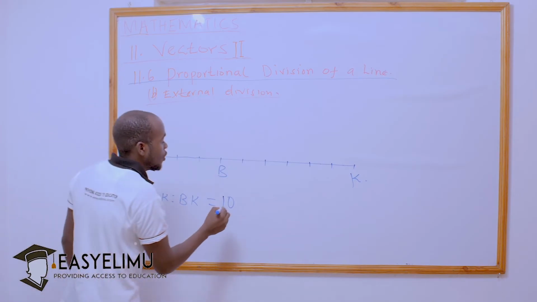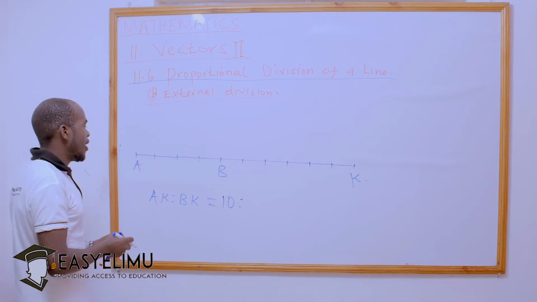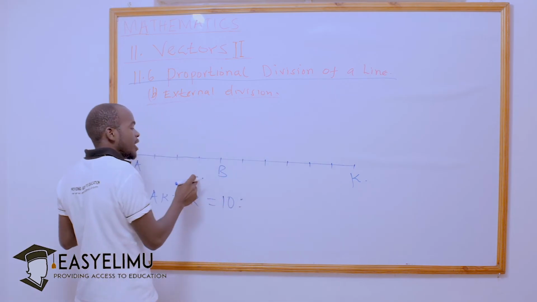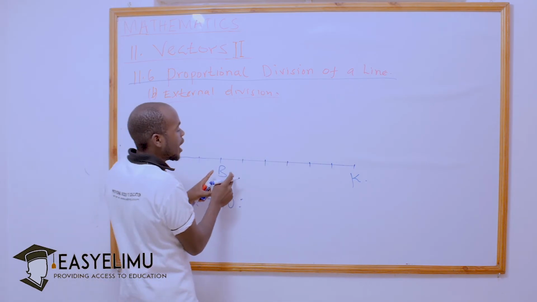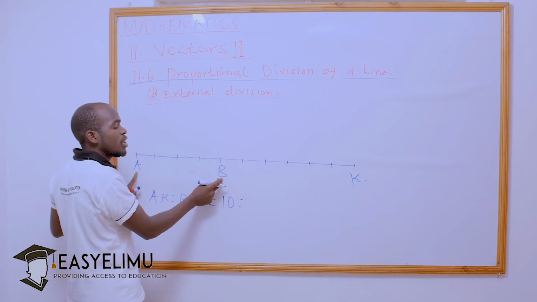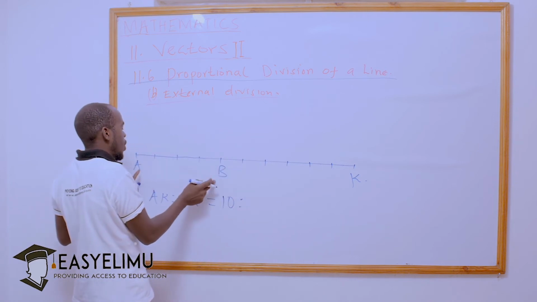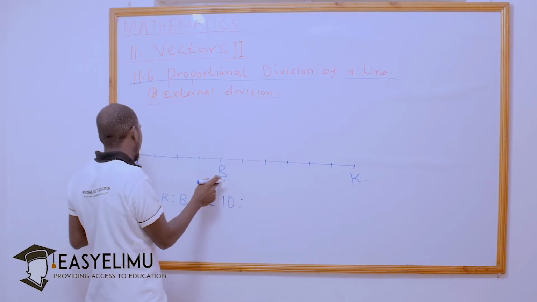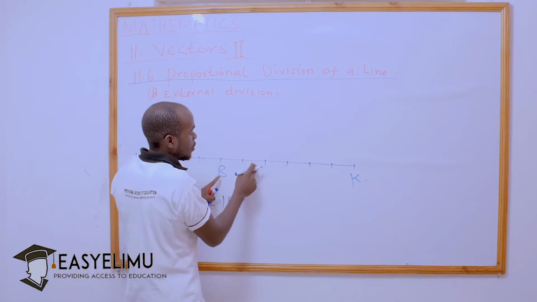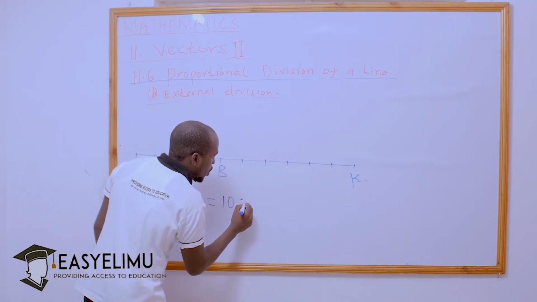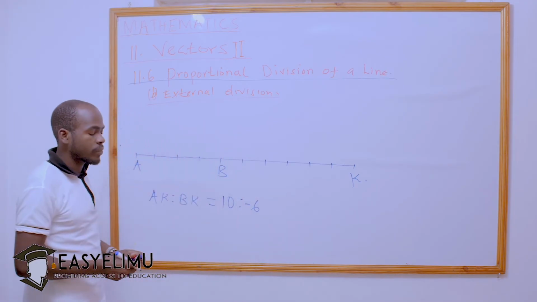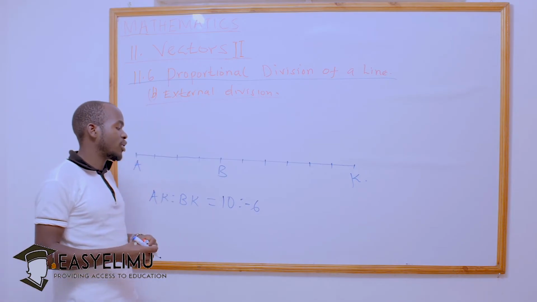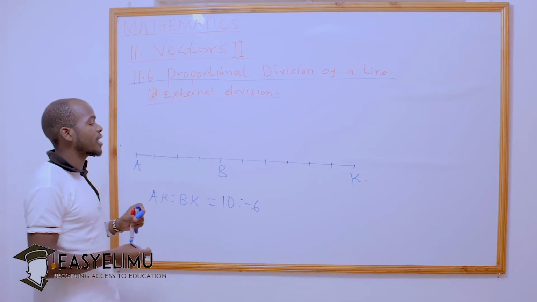Actually, it's 10 divisions, so it will be 10 division 2. Now the line is AB. Whatever we are having here is outside our interval, so that one will be negative in relation to this one. We are going in a negative direction. If that is the case, we find that it will divide in a negative ratio, so it will be 10 to negative 6. So that is how it is given: AK divides BK in the ratio of 10 to negative 6.